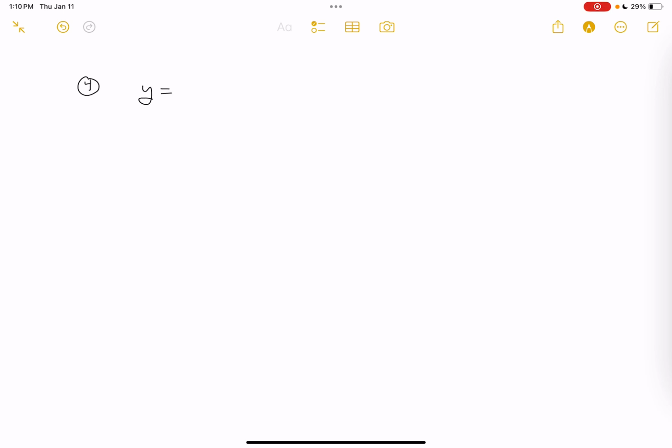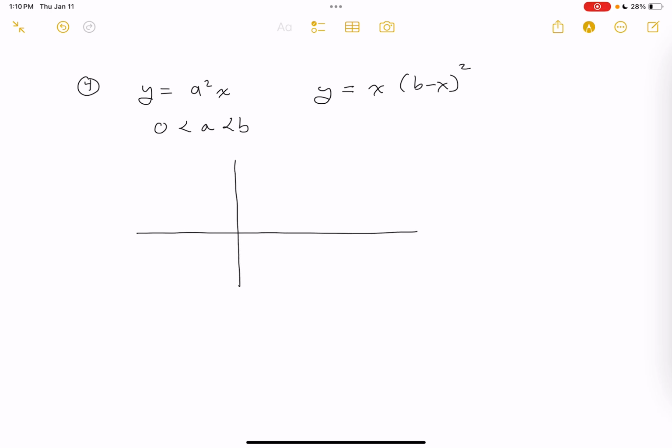And we know we have a line, and the line is y equals a squared x. We also have a curve, y equals x times (b minus x) quantity squared. What else do we know? We know that a and b are positive numbers, and a is smaller than b. We know that much. Now, granted, we did a lot of work before, and I want to point out the work that we did. We graphed the cubic.